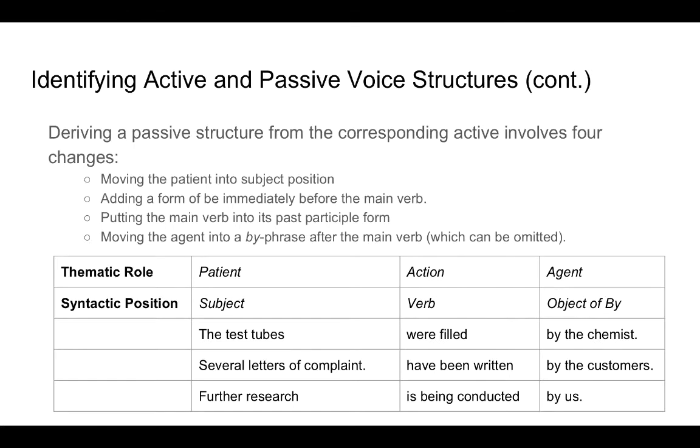Several letters of complaint, the patient, have been written, an action in past participle form, by the customers. So it's a by phrase with the agent in it. But you could also omit it. Several letters of complaint have been written. Doesn't matter who did it. Future research is being conducted by us. So it's a matter of switching the position and the focus on the roles.